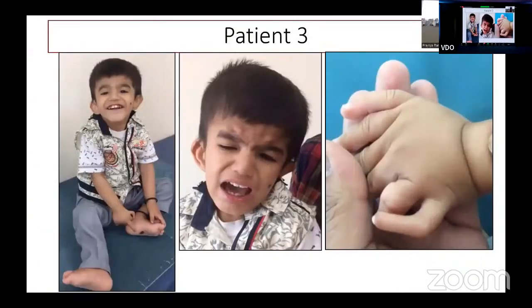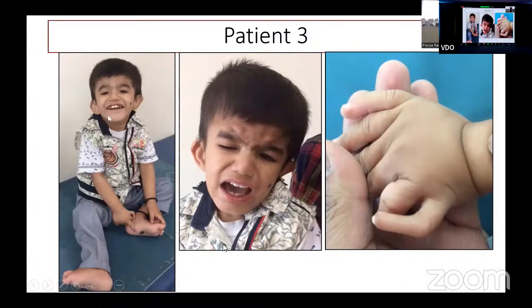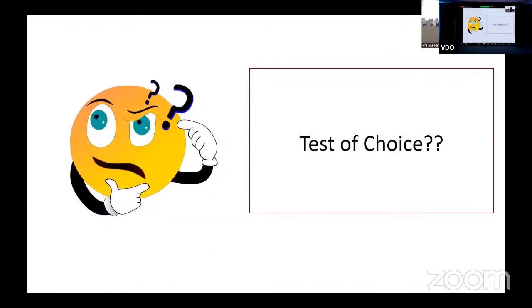So these are the images of the child. You can appreciate the facial dysmorphism and the polydactyly. However, the dysmorphic features were not very typical for any definite dysmorphic syndrome. So what test would you do here now? You have a child who is dysmorphic, who has VUR with associated developmental delay, with associated cardiac anomaly.